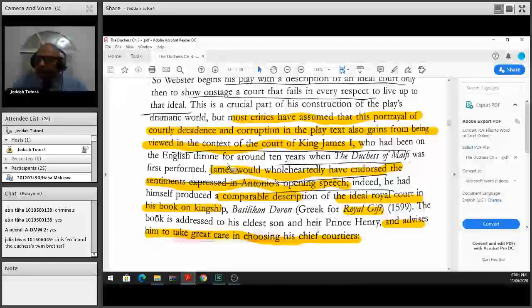Again, it might seem that the play is making a comparison between the Royal Court of France and the Royal Court of Malfi, when it is also clear that there are indirect references to what was happening in the English Royal Court of James the First. James the First's court also had issues and corruption, and in spite of the fact that James the First might like what is being said about corrupt courts, he himself and his court were corrupt.